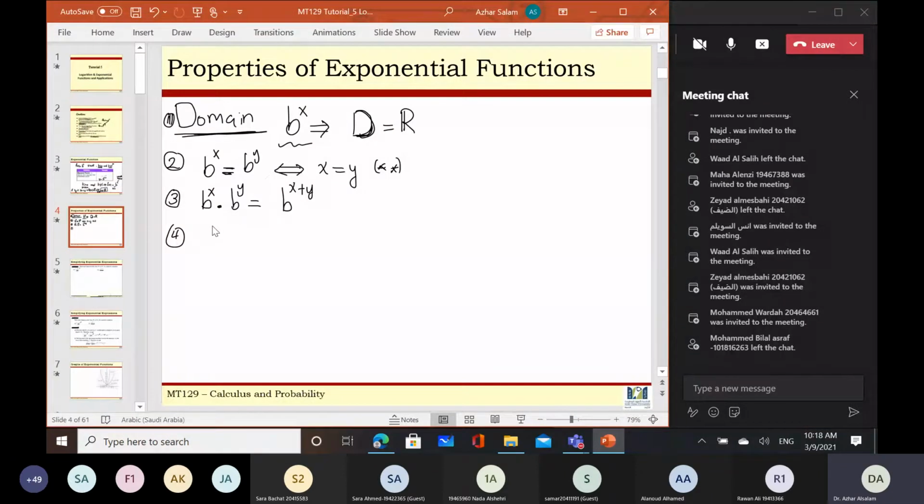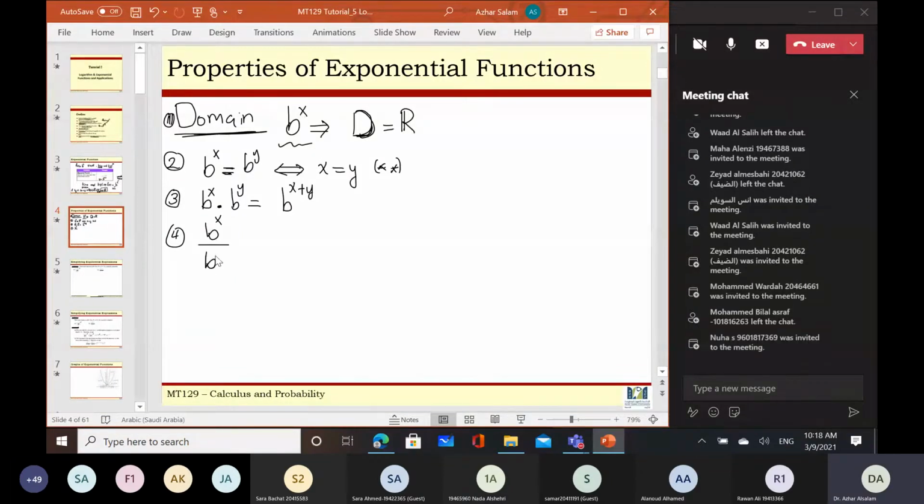Also in the division, when I have b to the power x divided by b to the power y, I have the same base in the division, so I will have b. It will be the same base, but I will subtract the exponent. The exponent in the numerator minus the exponent in the bottom, the denominator.